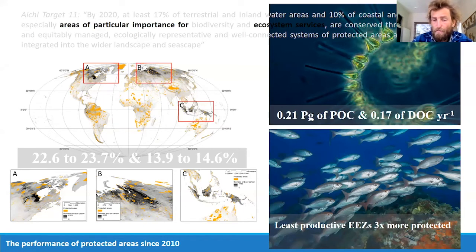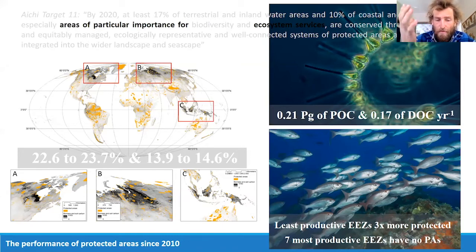We defined the least productive EEZ as being in the bottom 20% of annual catch per unit area. So yeah, coverage of these zones was 3 times greater than the most productive ones, and also that coverage of the most productive zones hasn't changed much in the last decade.